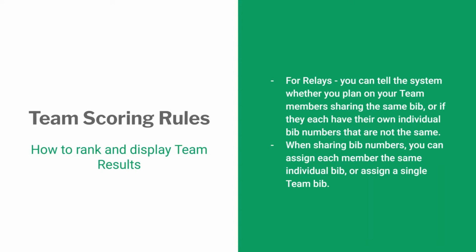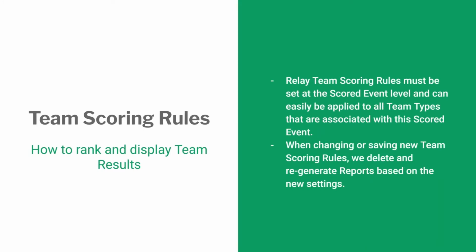We don't care if you want to score it with different bib numbers for each participant. Just make sure you set up your team scoring rules to do that. And if you want to make them share the same bib number, make sure you tell the system to do that. And you can set it up so individuals have the same bib number and there's no team bib. And you can set it up so there's a single team bib and individuals don't have any bib numbers, and it will work perfectly fine.